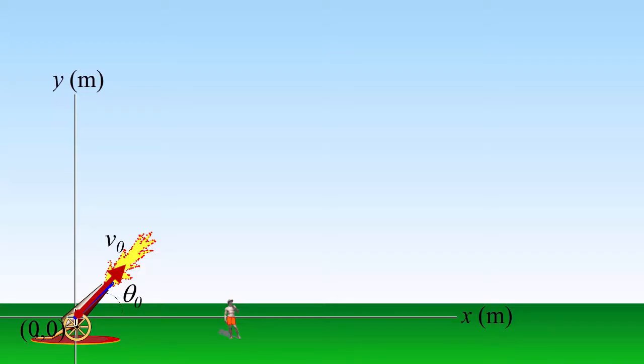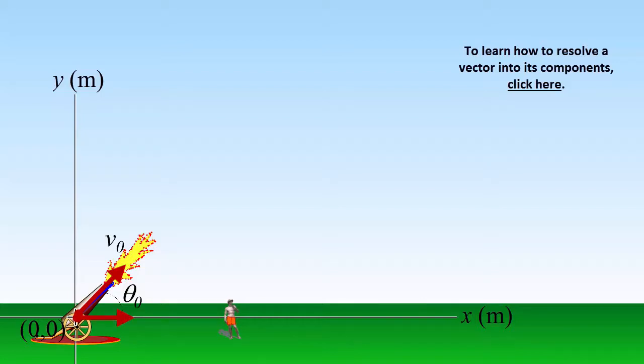We can separate the initial velocity vector into its horizontal and vertical components using basic trigonometry, so that the initial velocity will have an initial component in the horizontal direction, which we shall call vx0, and an initial vertical component, which we shall call vy0.